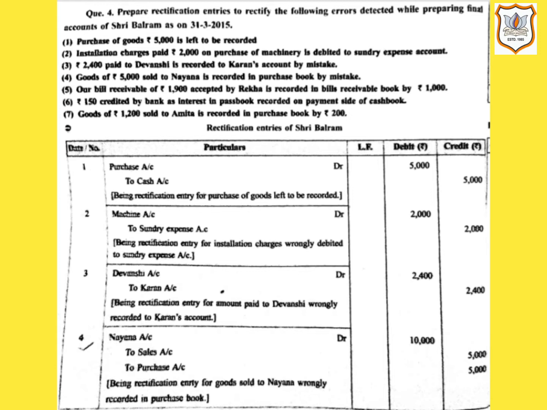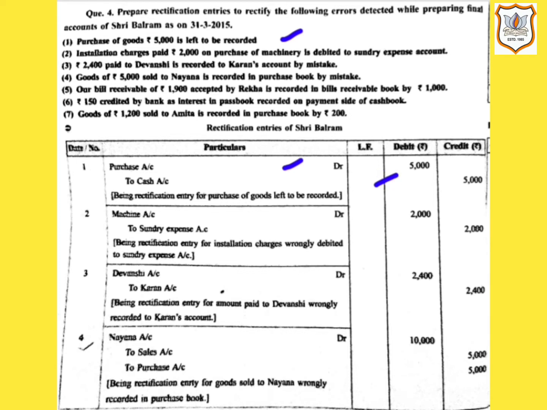Here purchase of goods of rupees 5000 is left to be recorded. First, let us decide what type of error this is. This is an error of omission. We have already discussed that when a transaction is totally omitted to be recorded, it is known as an error of omission. So such type of error will be rectified by writing the correct journal entry.